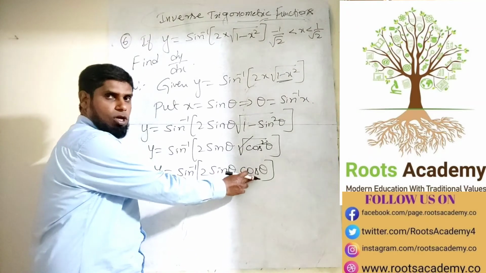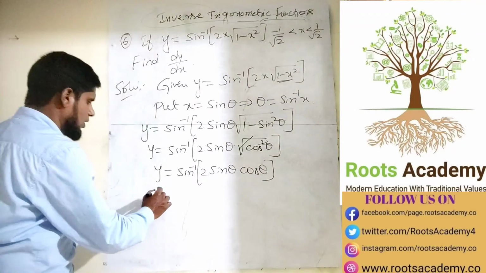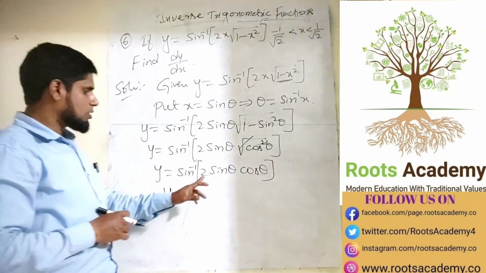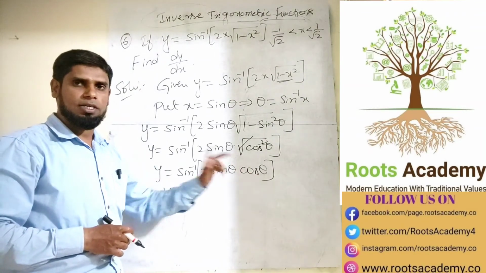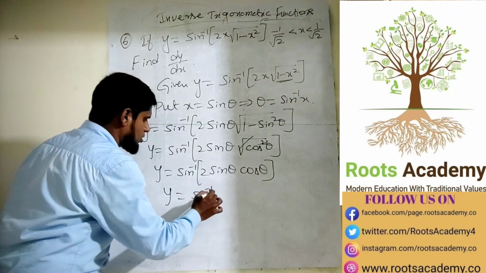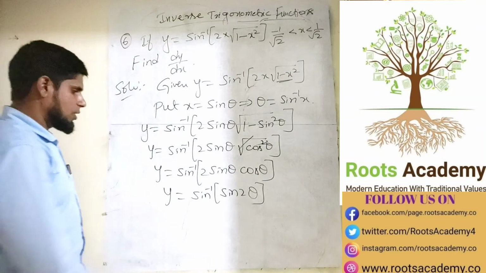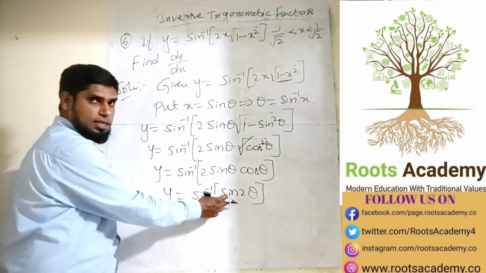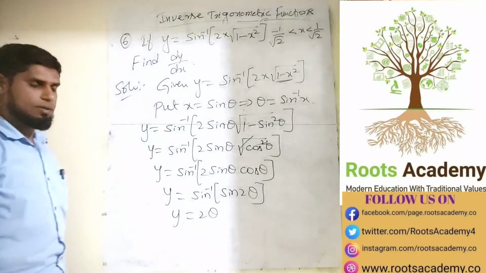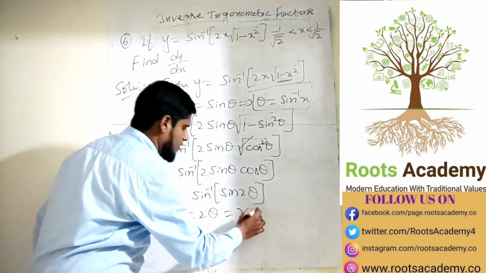2 sine theta into cos theta is the first formula of cos 2 theta. Sorry, not cos 2 theta. 2 sine theta into cos theta is the first formula of sin 2 theta. So this is sine inverse of sin 2 theta. Now sine inverse and sine both exist here, so both will get cancelled. We will get y is equal to 2 theta. What is my theta? Here our theta is sine inverse x.